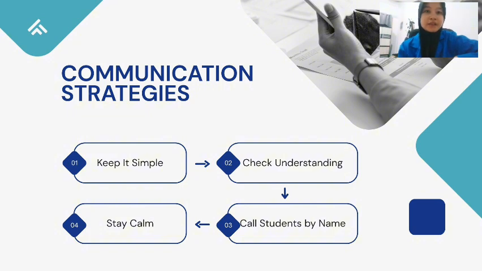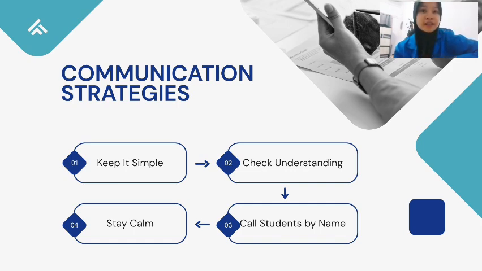Alright, so here are 6 practical strategies for communicating better in the classroom. Number 1, keep it simple. Short, direct sentences. Say it once, say it clearly. Number 2, check understanding. Ask students to repeat the instruction back in their own words before they start. Number 3, maintain eye contact. Look at your students, not the board.